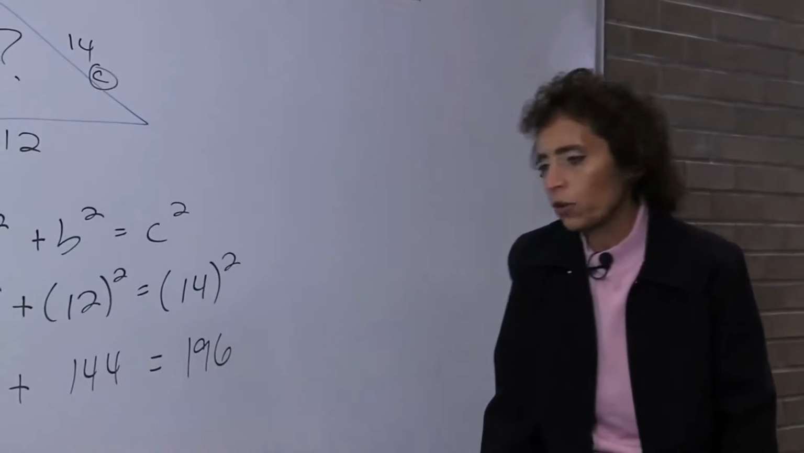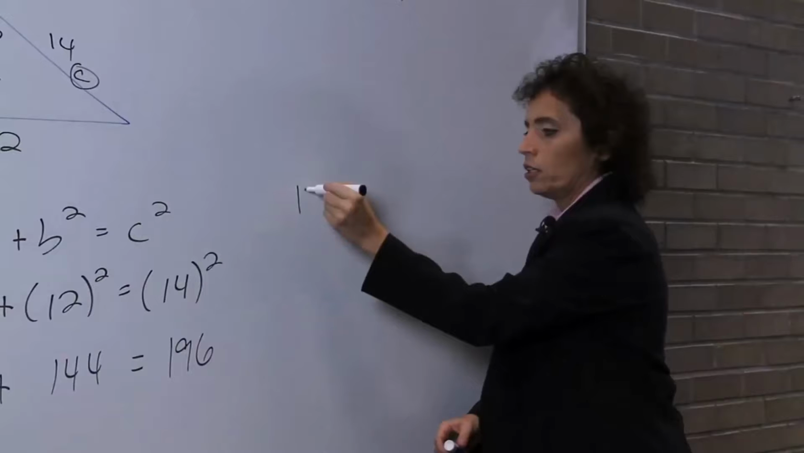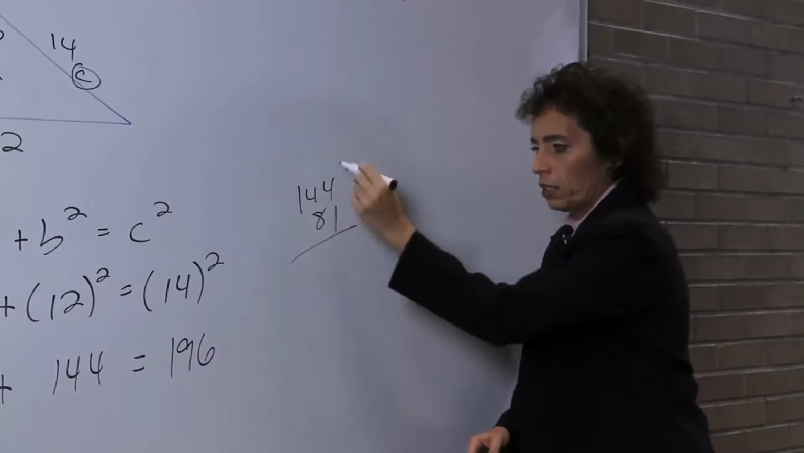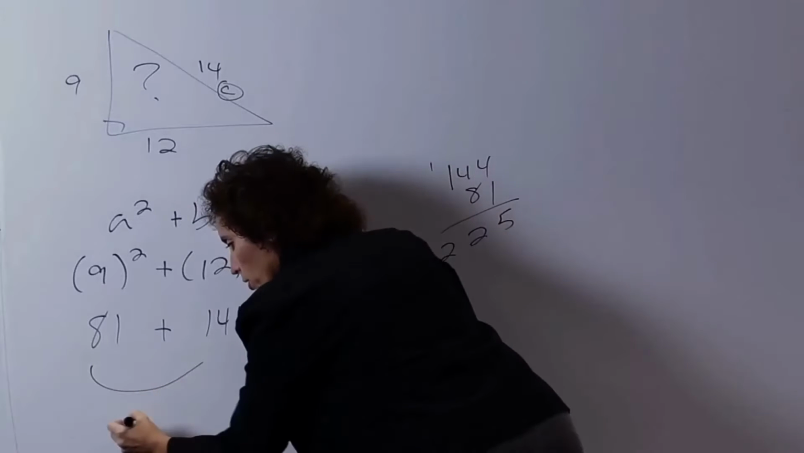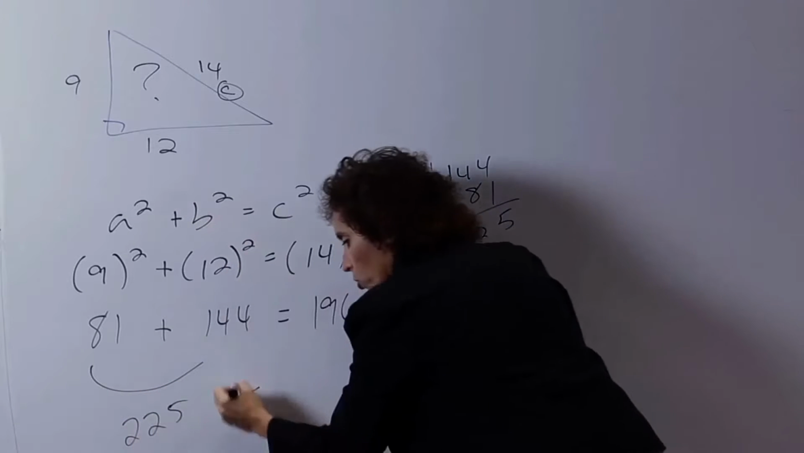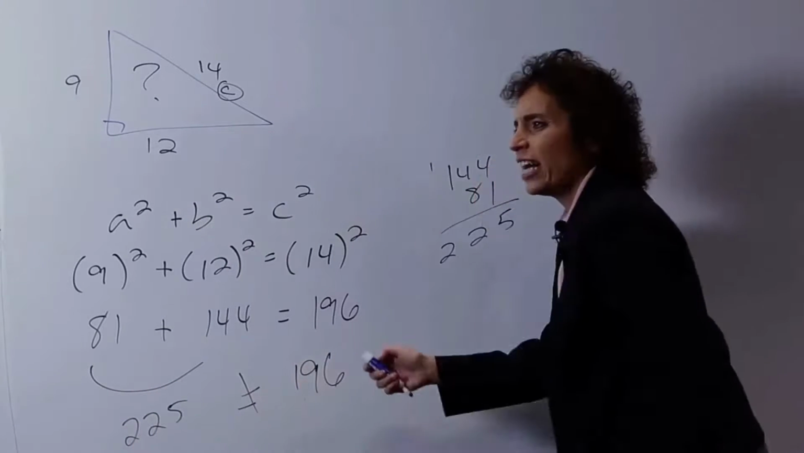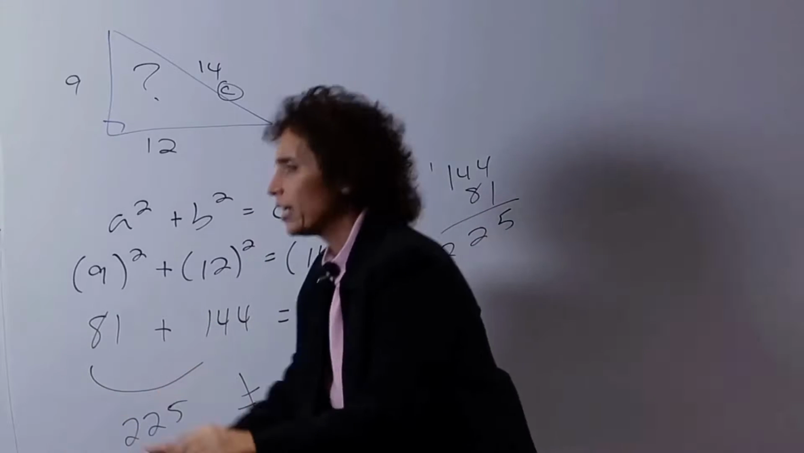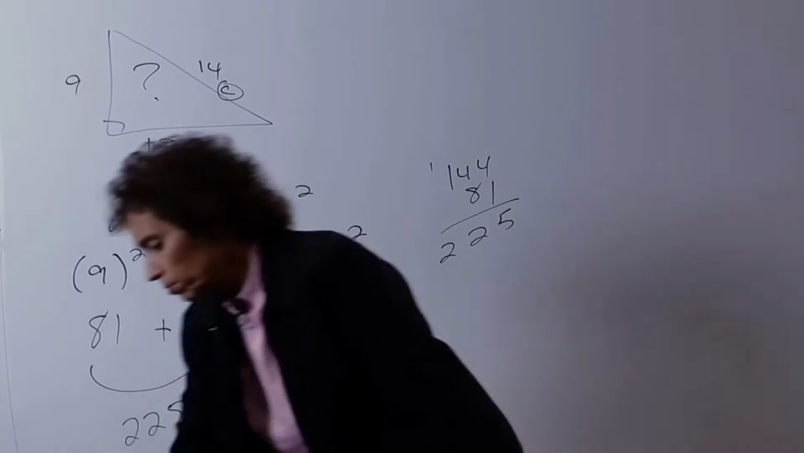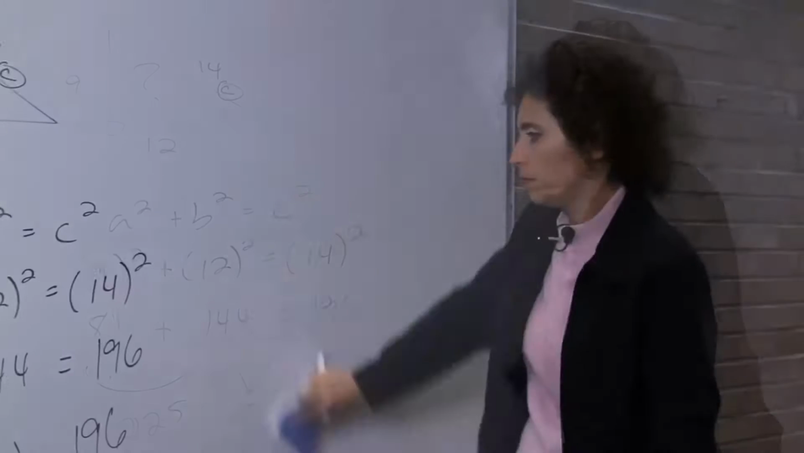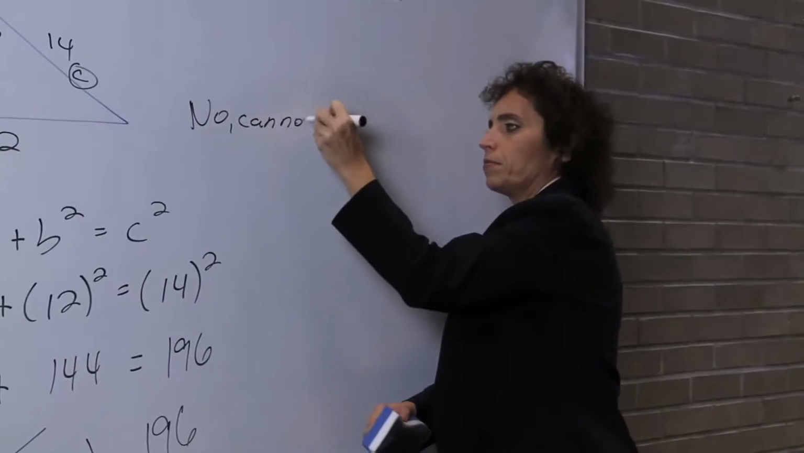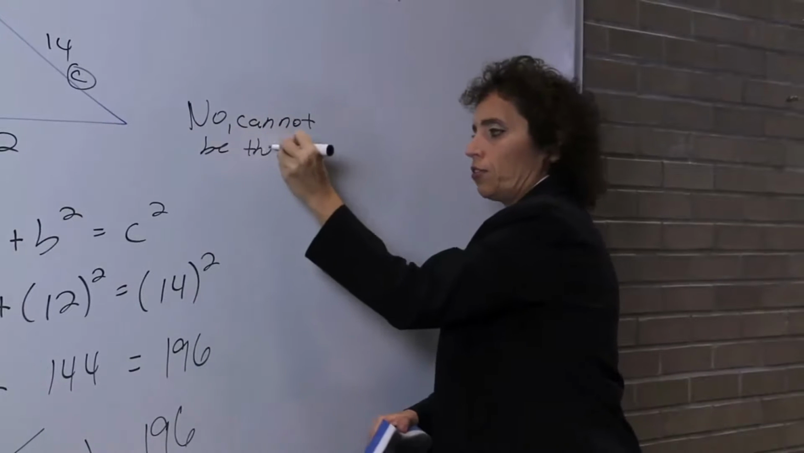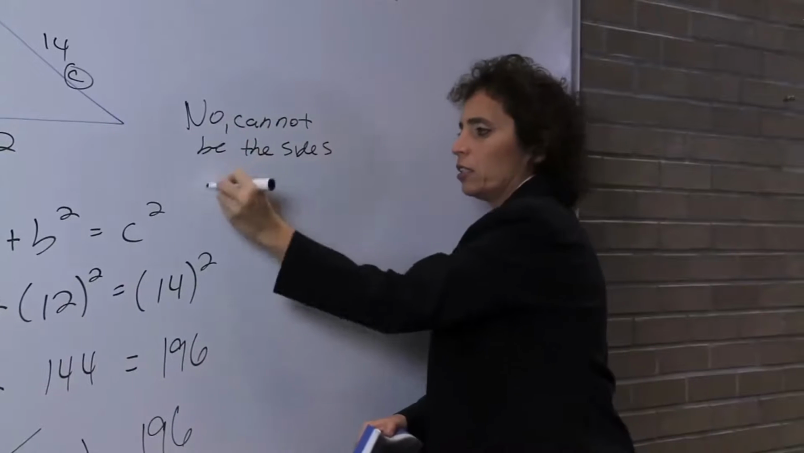81 plus 144 is not 196. But I'll do it for you, in case you don't believe me. It's 225. This is 225, which is not equal to 196. So the answer is no! No, this cannot be a right triangle. No, it cannot be the sides. Remember to answer the question.